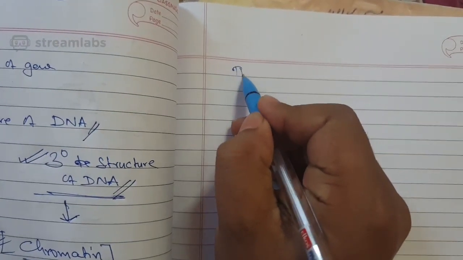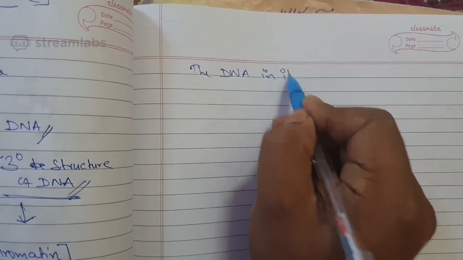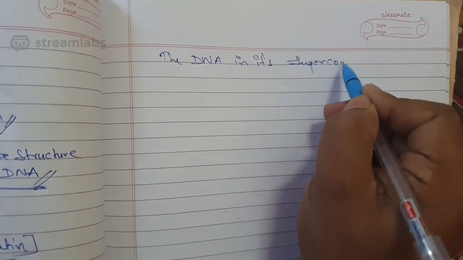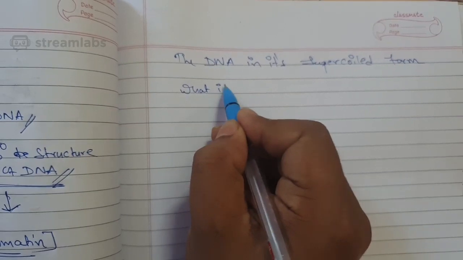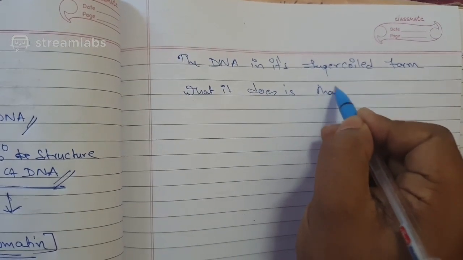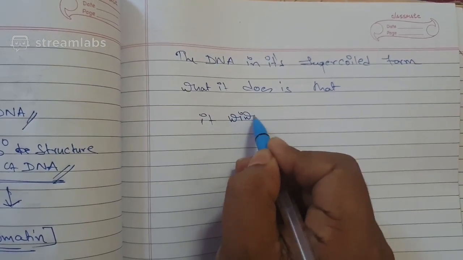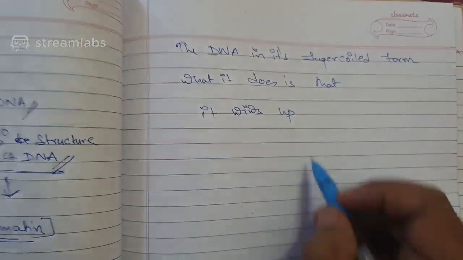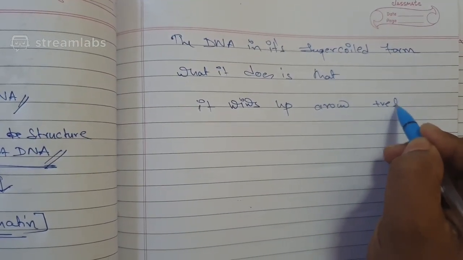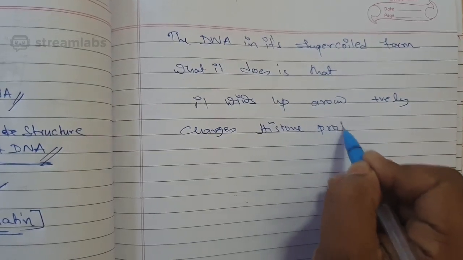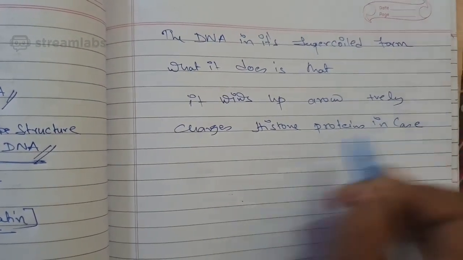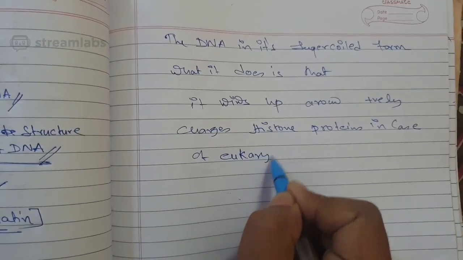Now, moving ahead, you see what happens is the DNA in its supercoiled form, what it does is that it winds up, that means coils around positively charged histone proteins in case of eukaryotes. That is the truth.